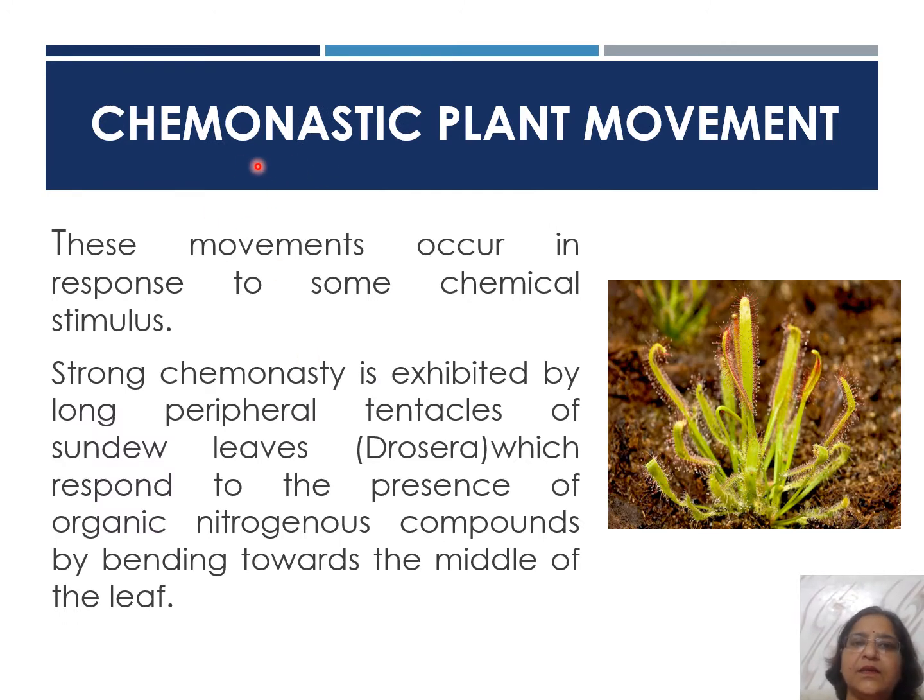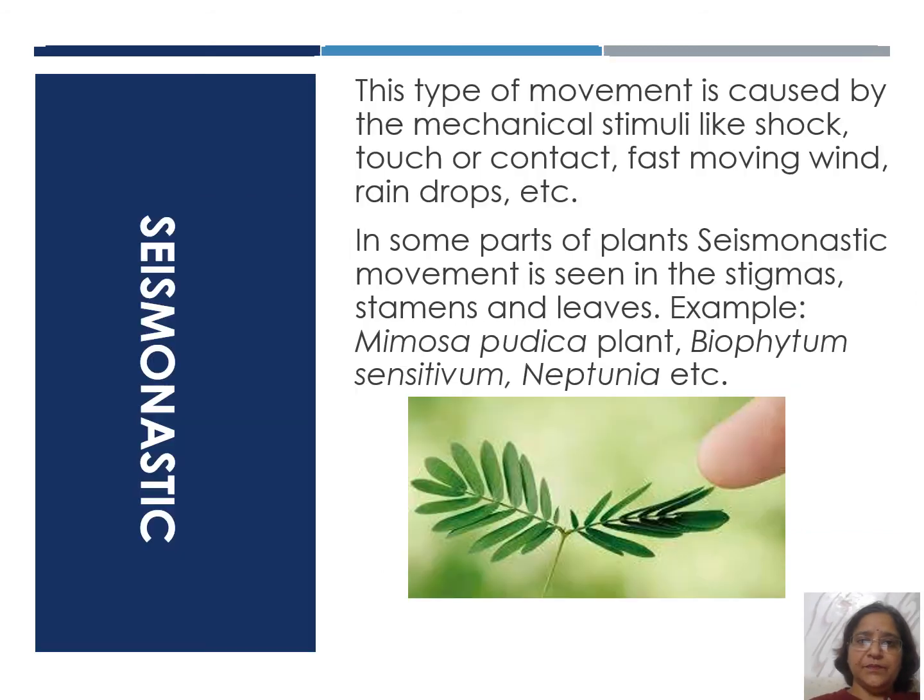Next is the chemonastic plant movement. The name itself indicates that the movement is because of chemicals. These movements occur in response to some chemical stimulus. Strong chemonasty is exhibited by the long peripheral tentacles of sundew leaves. This is a sundew leaf. Drosera is the botanical name, which responds to the presence of organic nitrogenous compounds by bending towards the middle of the leaf. So, it is the chemonastic type of plant movement.